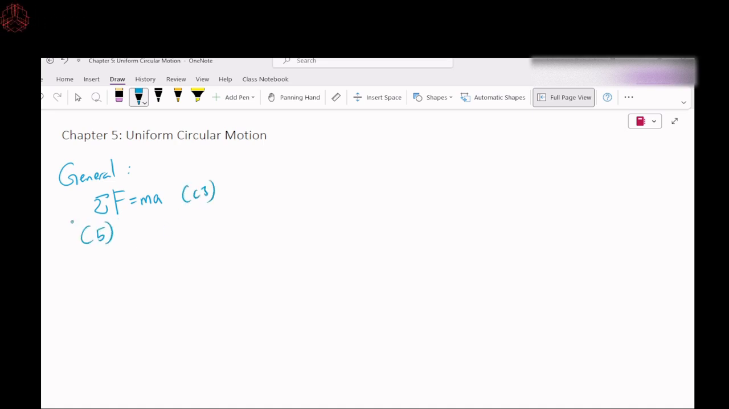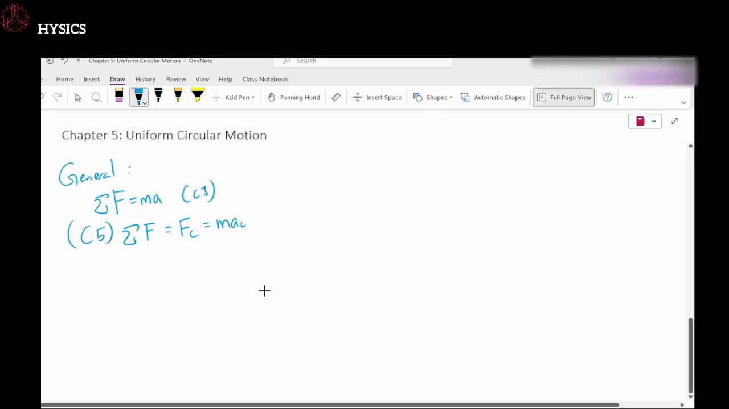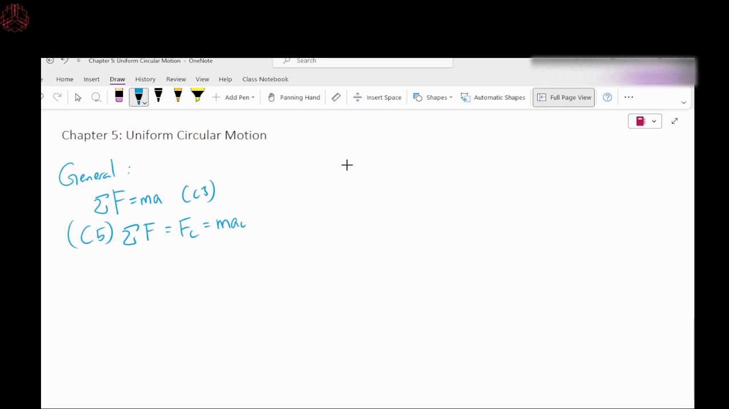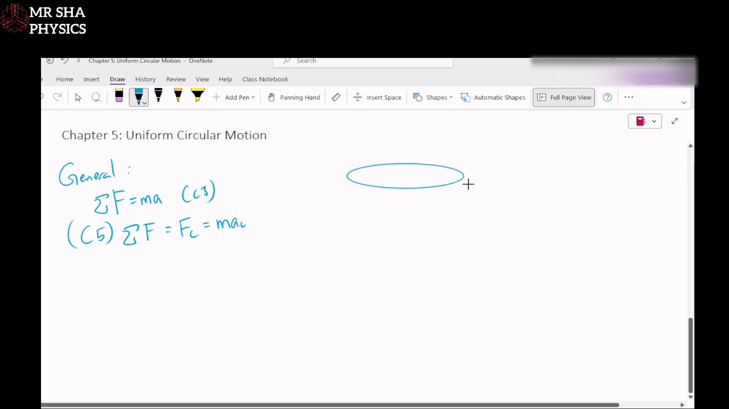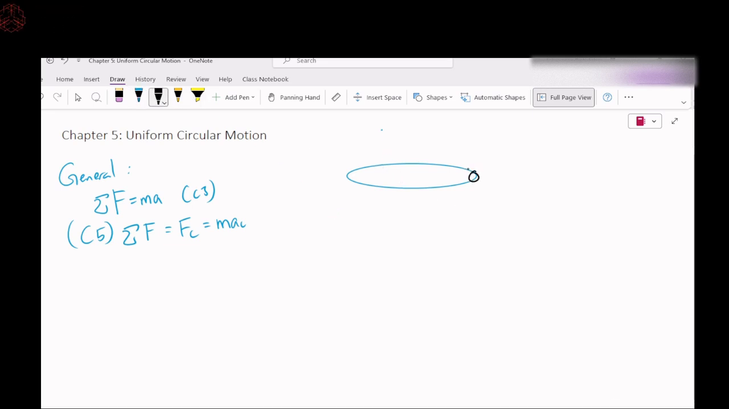Now in chapter 5, what you want to apply is the summation of all forces equals the centripetal force, which equals MAC. So this is going to be case 1. Imagine you have an object traveling in a horizontal circular motion. You have an object attached to a string, and you spin it around horizontally.